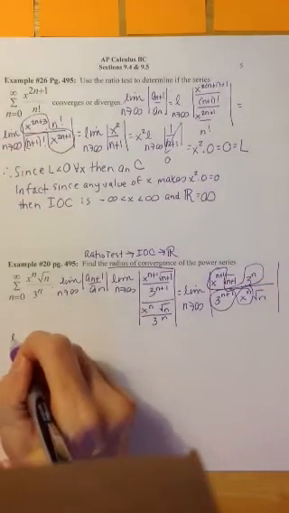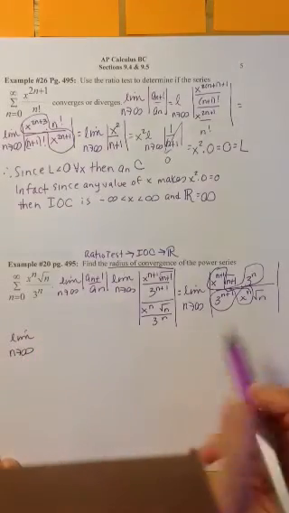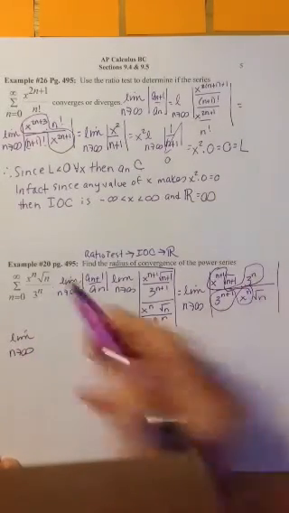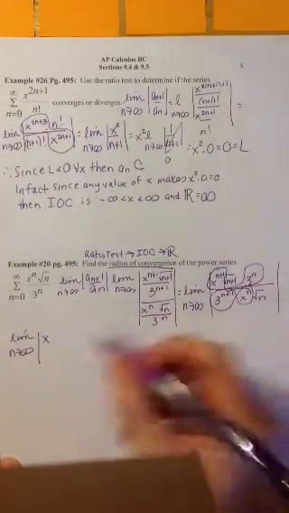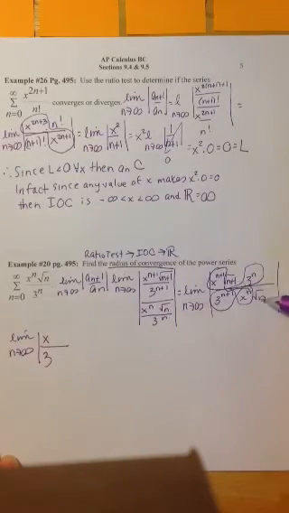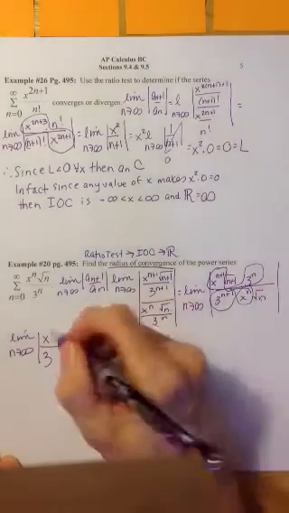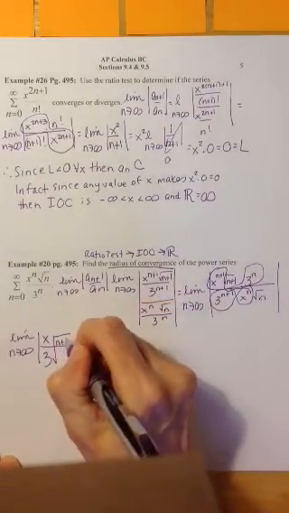So I can write the limit as n goes to infinity. If I compare this and this, I'm left with an x in the top. If I compare this and this, I'm left with a 3 in the bottom. Now, this and this, they're all the square root, so I can write that as the square root of n plus 1 over n.